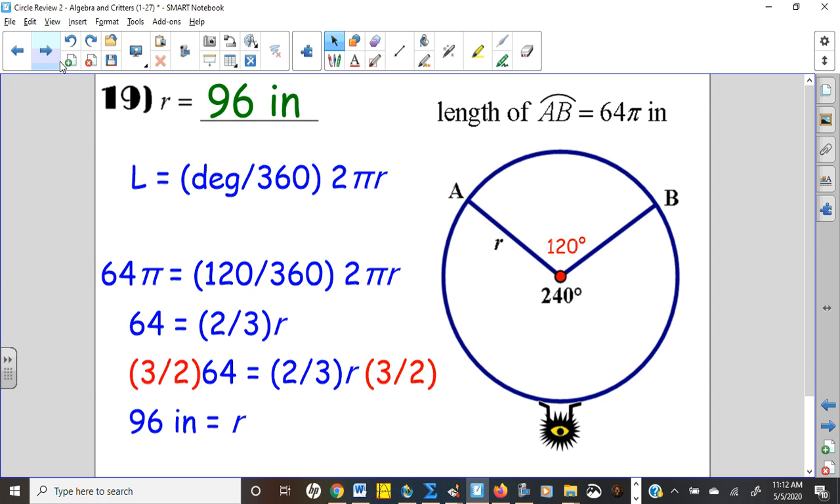Number 19, 360 minus 240 is 120, so 120 over 360 times 2 pi r for the circumference is equal to the length. They gave us 64 pi. I'll let you take a look at the algebra there as you solve for r. The key there is to use reciprocals. Okay, reciprocal of 2/3 being 3/2.